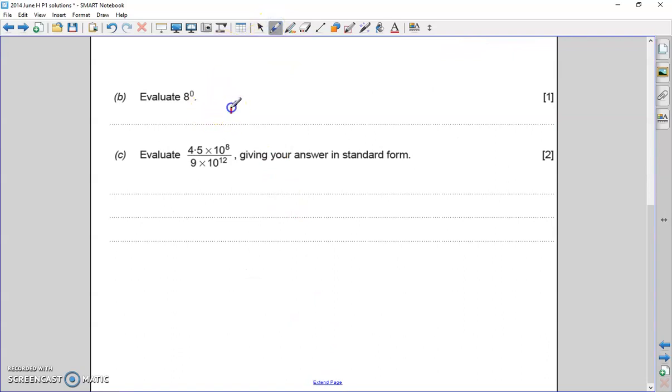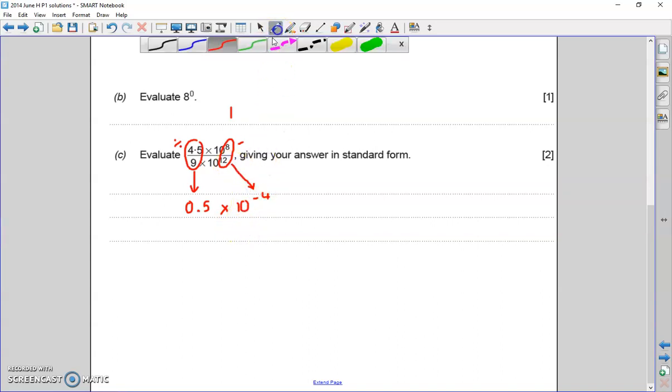Okay. Then we've got down the bottom of that page a little bit of indices work. Anything to the power 0 is 1. That's why it's only a mark. Okay, and we've got some standard form with dividing. So we need to divide those and take away those. It doesn't get much worse than this. Okay, well, if it was 9 divided by 4.5, that would be 2. But it's not 9 divided by 4.5. It's 4.5 divided by 9. That's a half. Okay, so the first bit there gives us 0.5. Then we've got, it's not 12 take away 8, that would be too easy. It's 8 take away 12, so that's minus 4 for the powers.